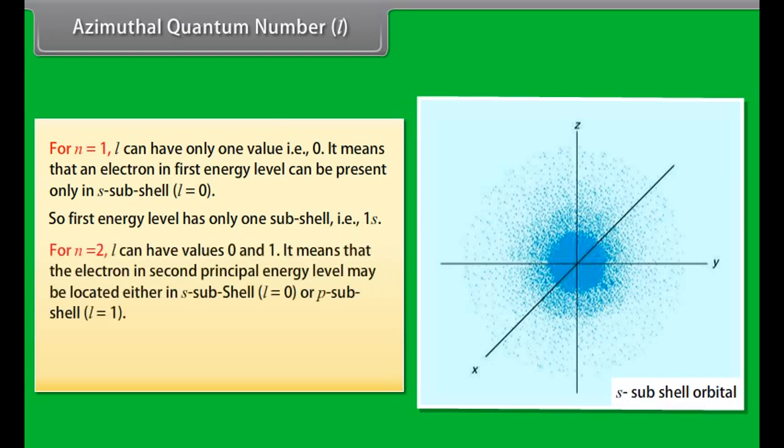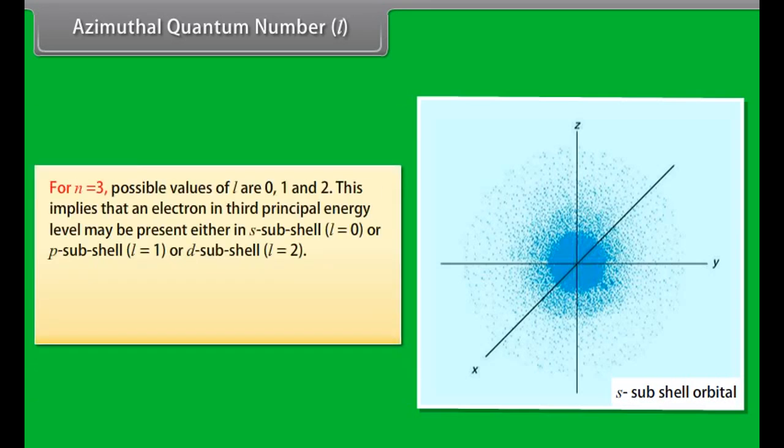For n = 2, l can have values 0 and 1. It means that the electron in the second principal energy level may be located either in the s subshell, l = 0, or the p subshell, l = 1. So the second energy level has only two subshells, that is 2s and 2p. For n = 3, possible values of l are 0, 1 and 2.